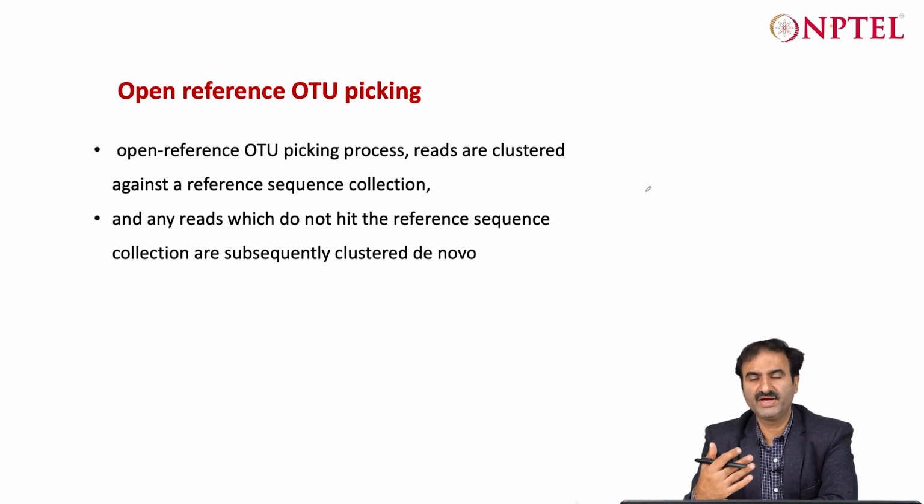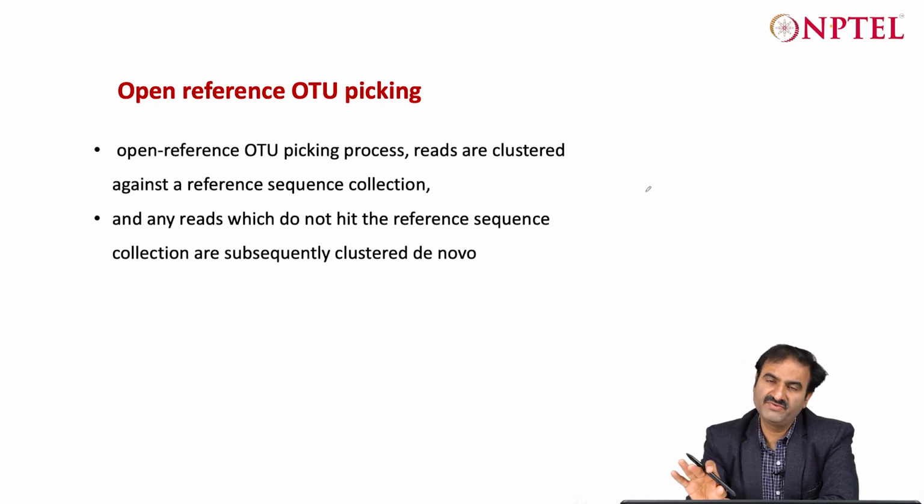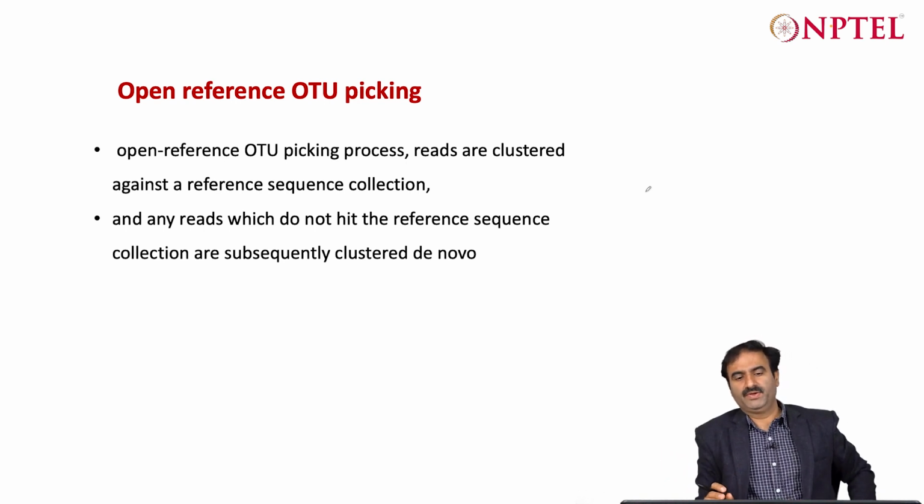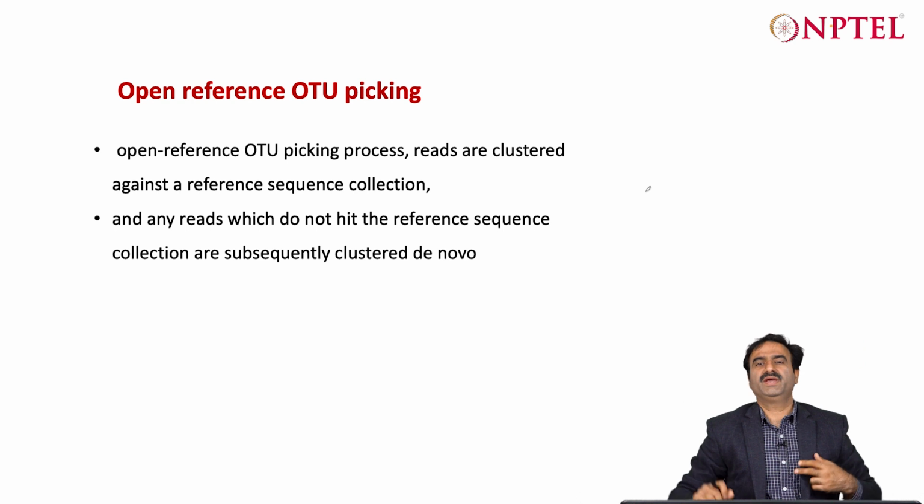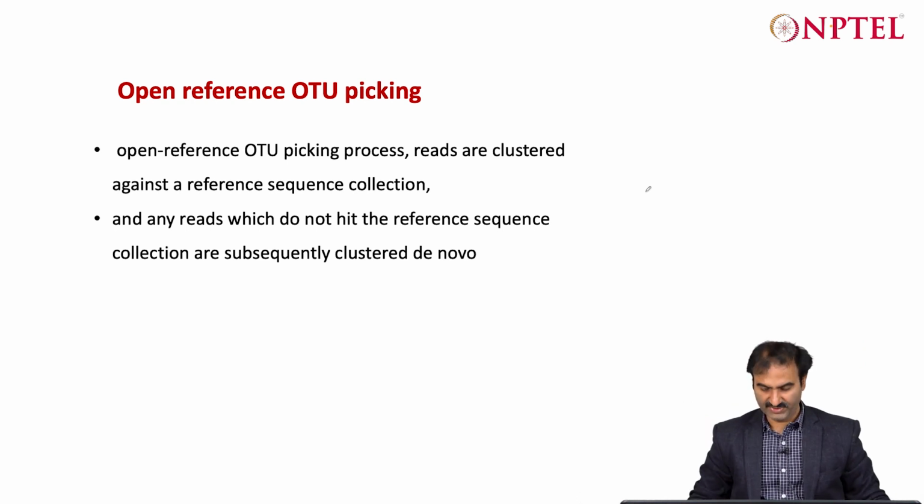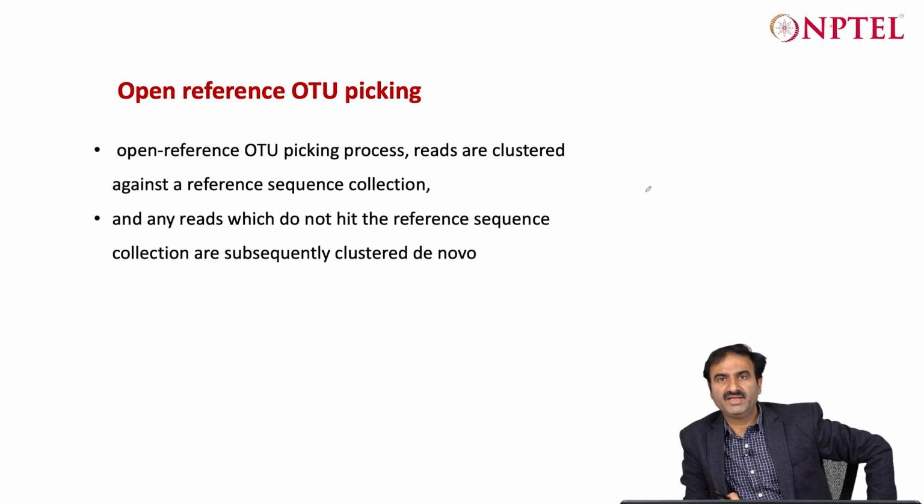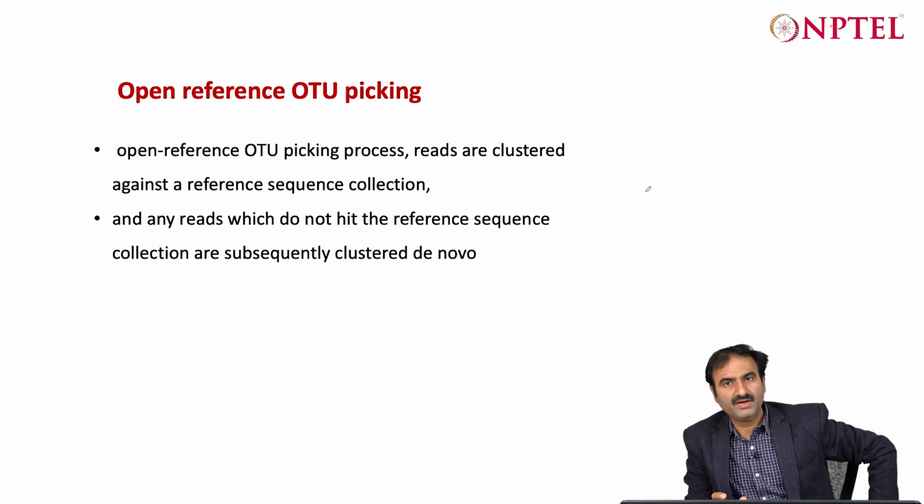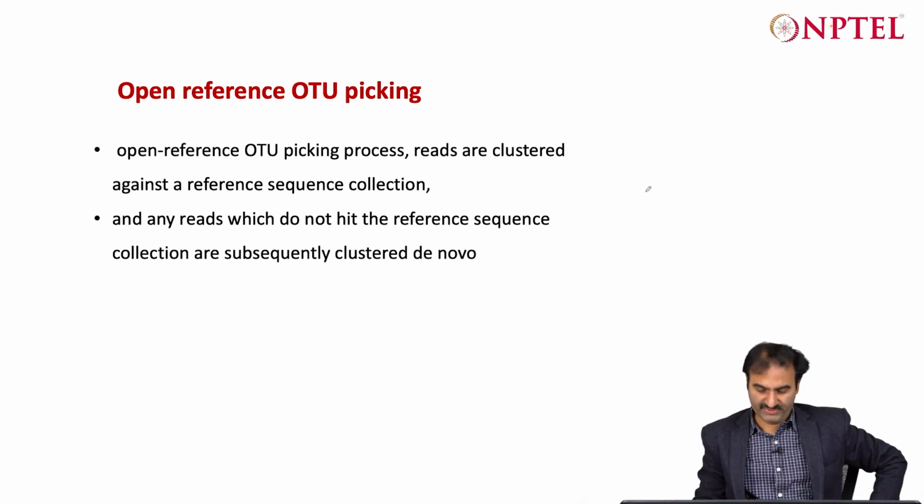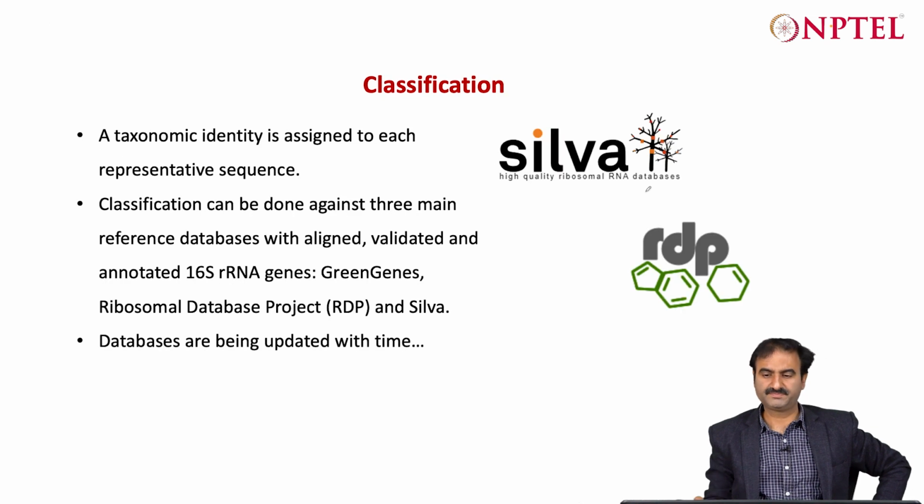First we do a closed reference, where we align against a database and identify the clusters which are coming from known species or genus. For the remaining sequences we do de novo clustering, so that we can identify the OTUs which are novel to that sample. That is why open reference OTU picking is the better way, so that you don't lose any data, and you also identify what fraction of your metagenome contains novel sequences, and what their distribution or abundance is.